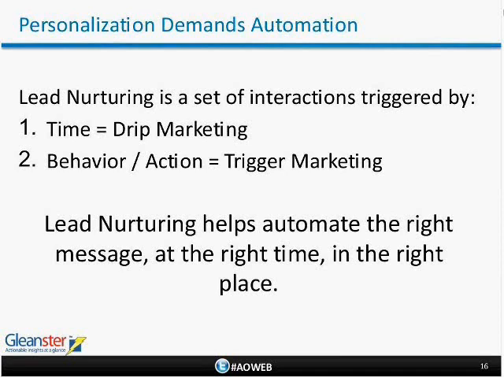You're basically saying, I'm going to communicate with people along that buying cycle in a very unique way, depending on where they are. You're trying to map those communications to the content and information they need to consume from your organization. There are two tactics. There's time-based, which is drip marketing: predetermined intervals of time where you communicate with a prospect over time. And there are behavioral or action-driven communications, which are the same thing as trigger marketing. Lead nurturing helps automate the right message at the right time in the right place, and that's what marketing automation is all about.